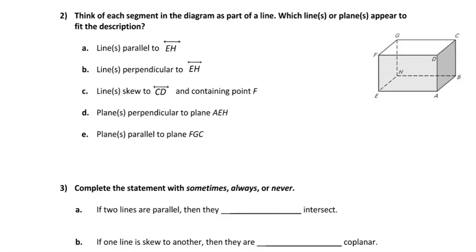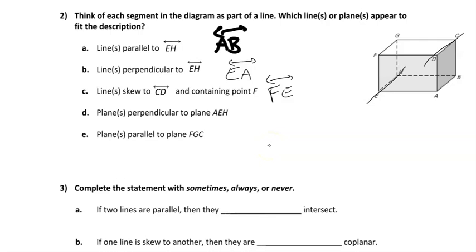So what is a line parallel to EH? I'm going to give an example of each one of them. EH, what is one line that's parallel to EH? Would be AB. Okay. Next one, perpendicular to EH. Here's EH. Something perpendicular to it would be EA. Skew to CD. If you're a CD, what is something that is not parallel but doesn't intersect? How about FE? So yeah, FE.